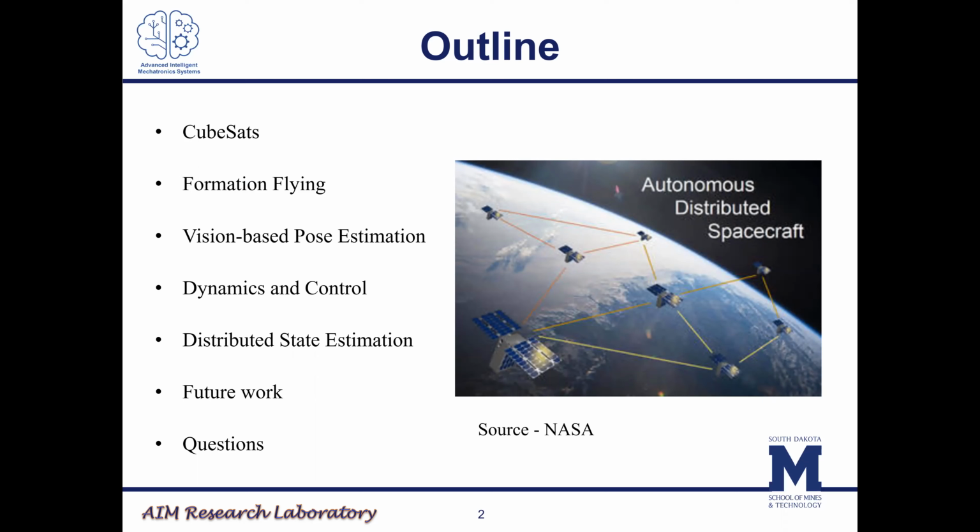Then we're going to talk about vision-based pose estimation. So if we have multiple of these CubeSats in the same general area, they're going to need to try to stay away from each other or move around. So how do we estimate the relative locations? We're going to talk about dynamics and control. So how do we linearize orbital dynamics and then use that to control these CubeSats to be more efficient about how they transition between states?